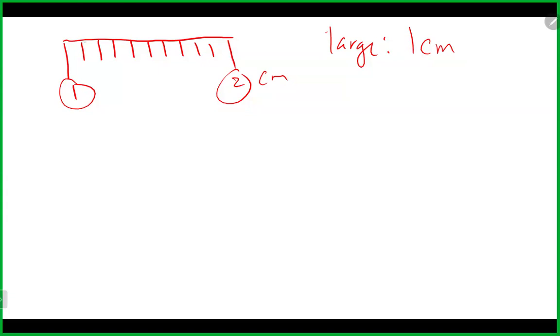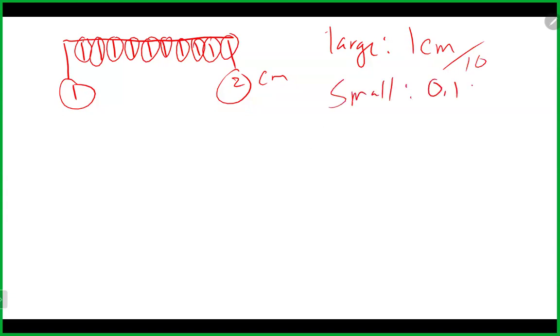Again, you want to start counting, as we talked about, after the last large marking and stop at the next large marking. So that'll be 1, 2, 3, 4, 5, 6, 7, 8, 9, and 10. And again, you can just divide this by 10 if you're not sure, and that tells you each of the small markings is 0.1 centimeters.